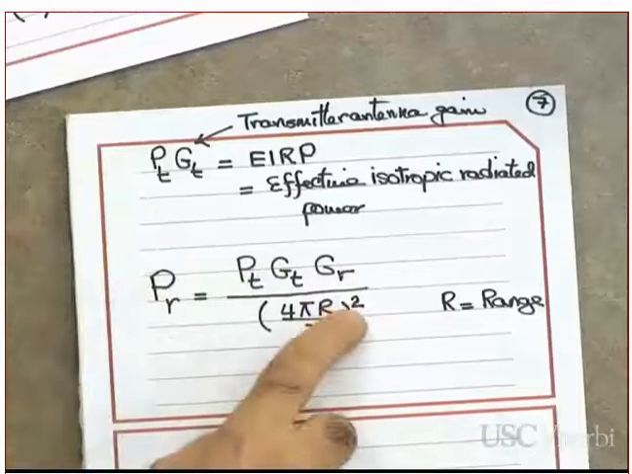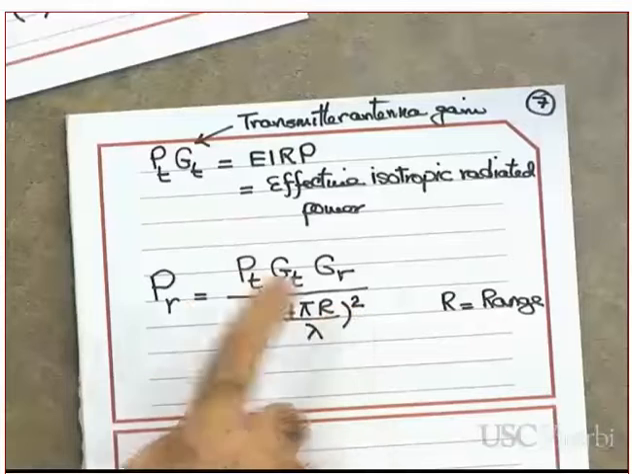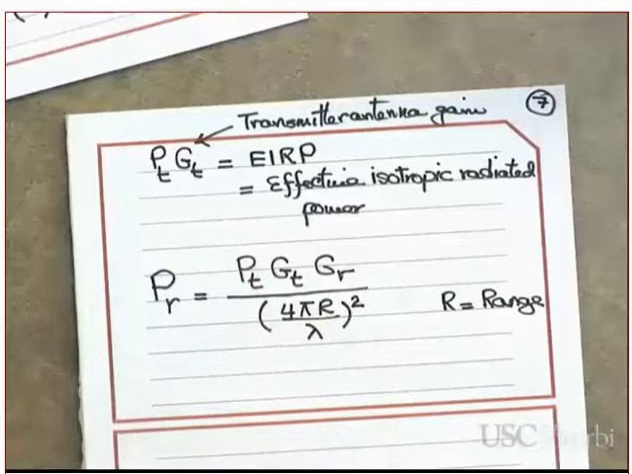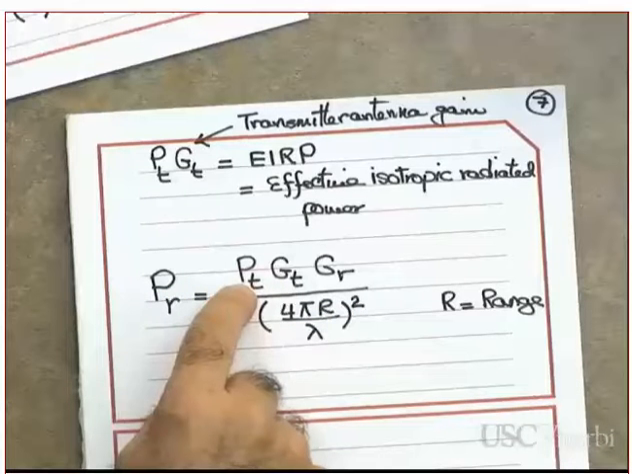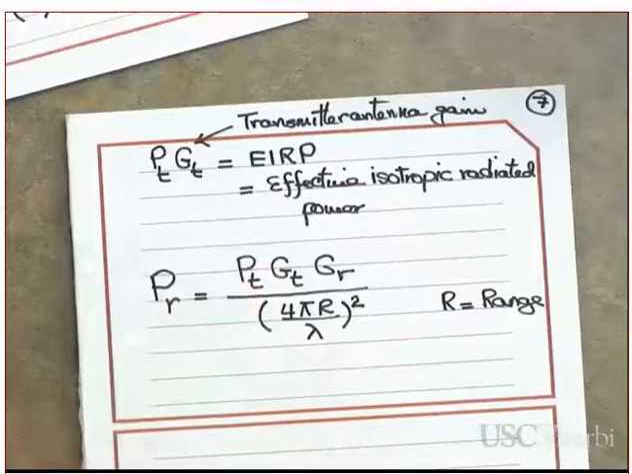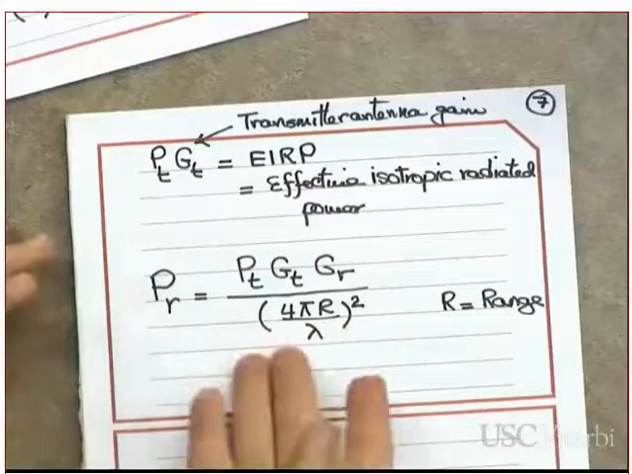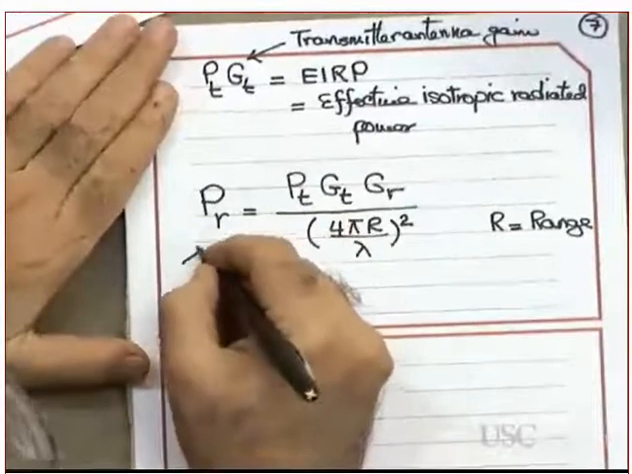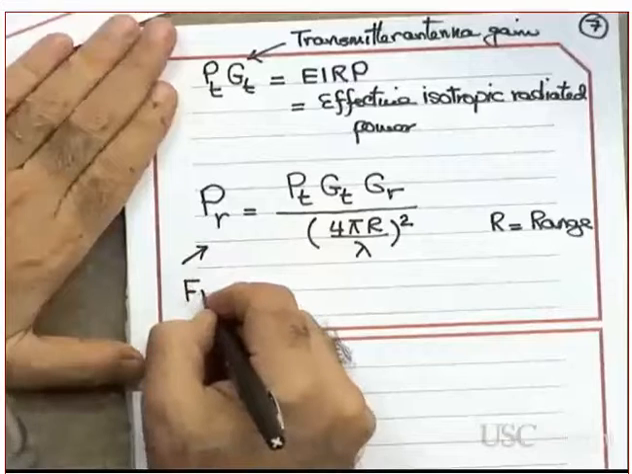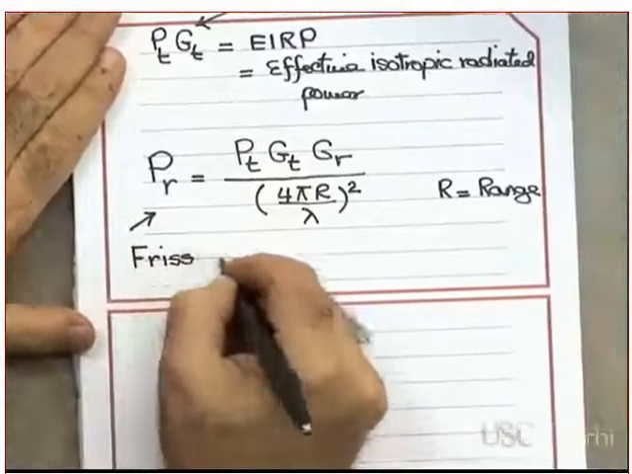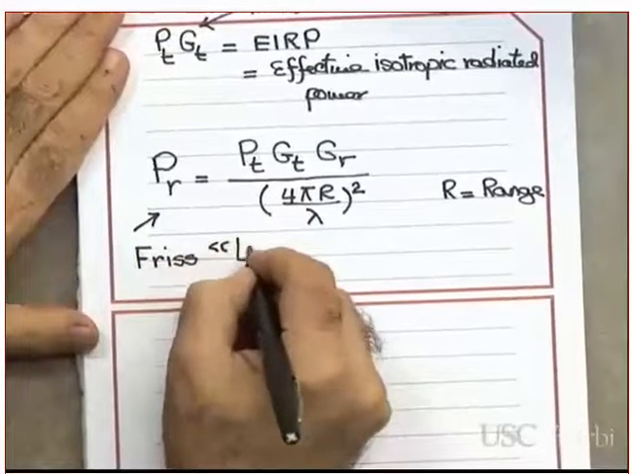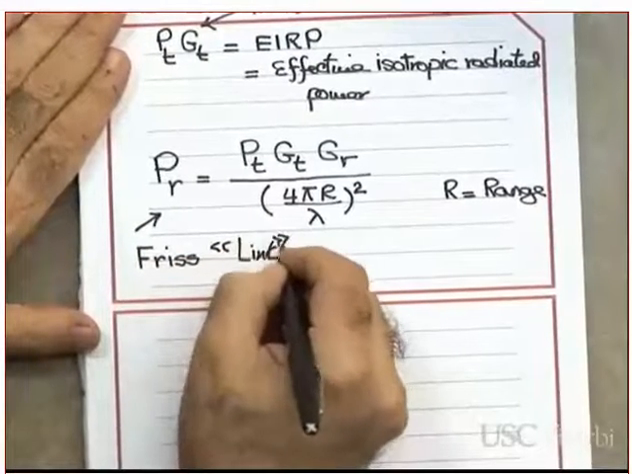You need to increase this. And to cover the same range, you need to transmit at a higher power and use a more directional antenna. You follow, so that you increase the gain. Clear? What do I call this equation? That is called the Friis link equation.